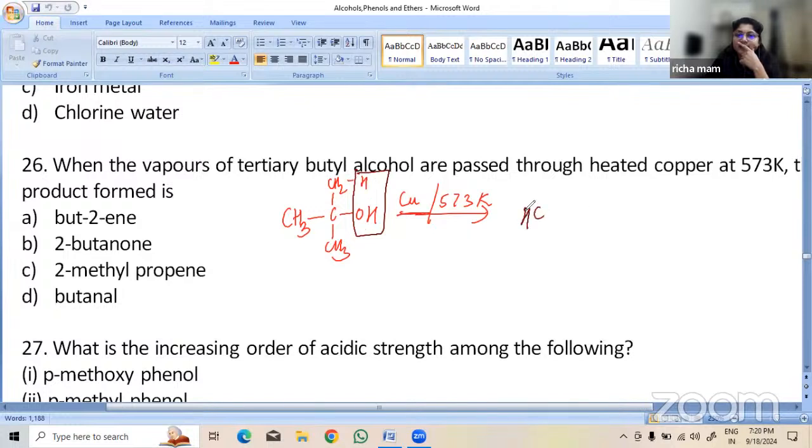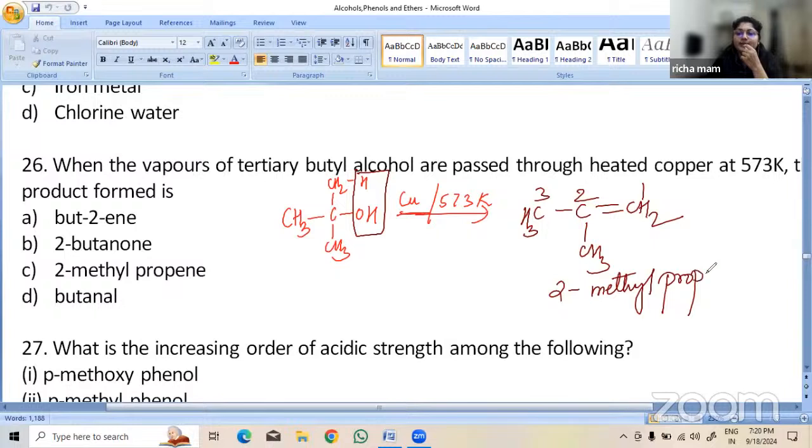So what are you going to get? CH3, C and CH3, and you are going to get a double bond. This is the product. What is the name? 1, 2, 3. It is 2-methyl propene. Just see which is the answer: 2-methyl propene, option number C. When you pass the vapors of tertiary butyl alcohol through heated copper, the product is 2-methyl propene. There is removal of water, dehydrating agent.